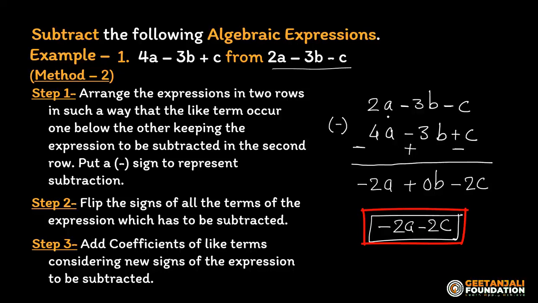You can see how we had arranged in the addition. Same way we have arranged here. Only the difference is since we have to subtract this expression, we will flip its sign. And in the first method also we had flipped the sign of all the terms of this expression. So both the methods are the same, only the way of writing is different. Whatever way you find convenient, you follow that method.